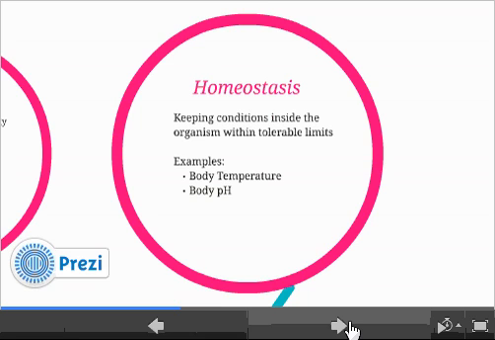We start off with homeostasis, which is keeping conditions inside the organism within a tolerable limit. Your body temperature is an example. If you are below 90 some degrees, you're pretty much dead. If your body temperature goes above 105, we seriously start to worry about protein denaturation going on within your body. That is why 98.6 is that happy medium. That is where we need your body to be for maximum function.